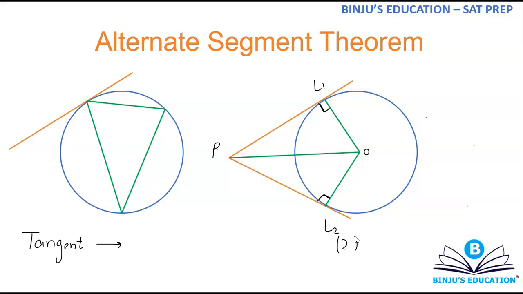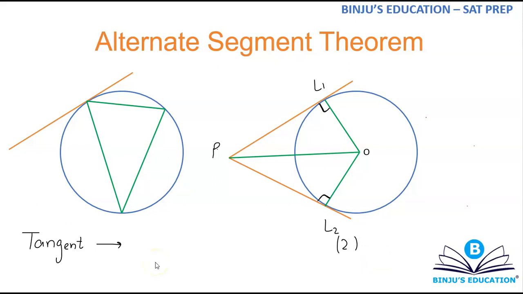Now what you also need to remember is that from a point that lies outside the circle, you can draw only two tangents to a circle. Like from this point P, the two tangents which are possible I have already drawn, which are PL1 and PL2. You cannot draw one more tangent from this point P.